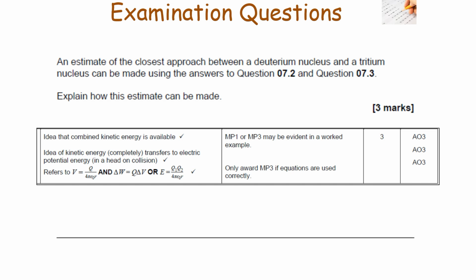So what you've got to do is understand you've got your kinetic energy before, and this kinetic energy transfers into electrical potential energy when you have the distance of closest approach going on. So we can say that a half mv squared is going to be equal to q1 q2 over 4 pi epsilon 0 r. You can then rearrange this equation, make r the subject, and either have your kinetic energy as the Ke term or as a half mv squared, pop the values in and work it through.